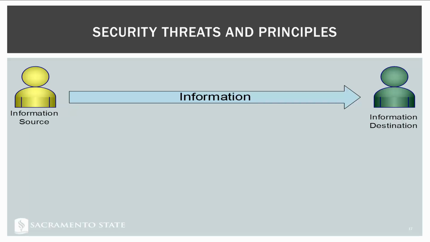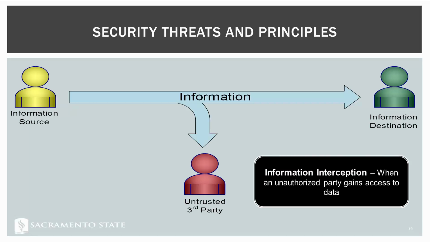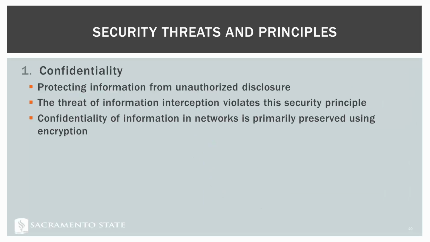Now, this is all well and dandy, except for out there we've got the bad guys, the black hats, or even the other colored hats, where we have these untrusted third parties. And the untrusted third parties may want to do bad things with our information. And so one of the big problems is what happens when an untrusted third party gets access to that information. The information is intercepted. Well, that's a problem. It actually violates one of the main principles of security called confidentiality.